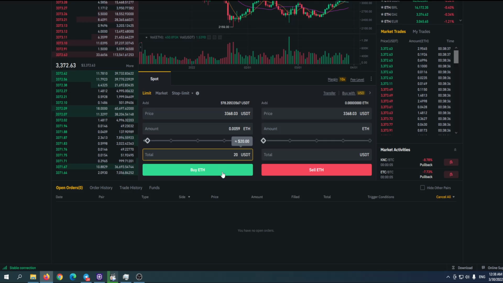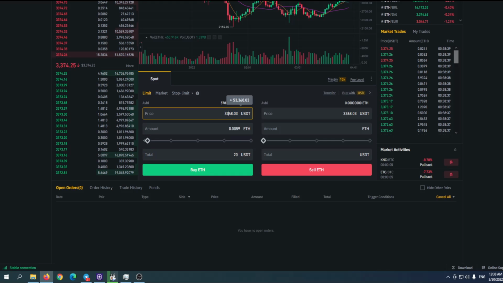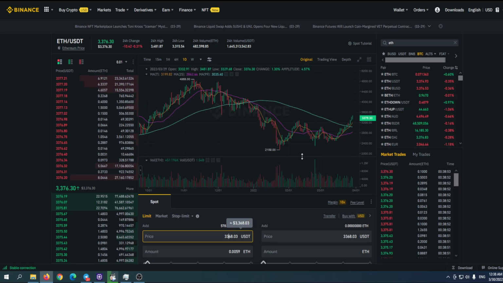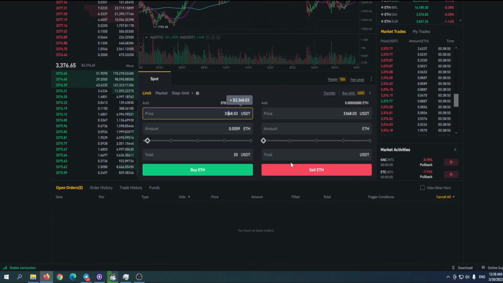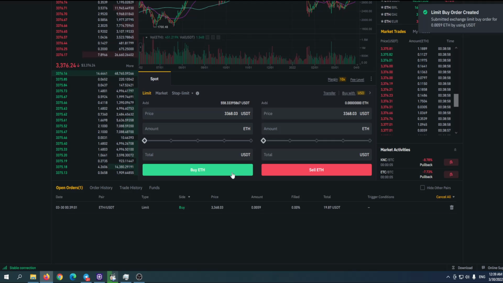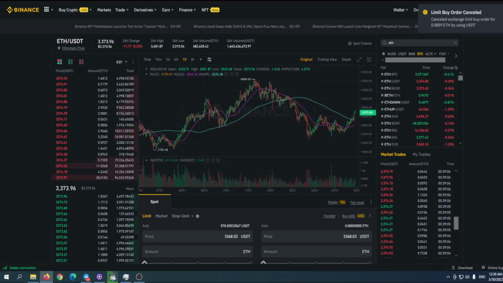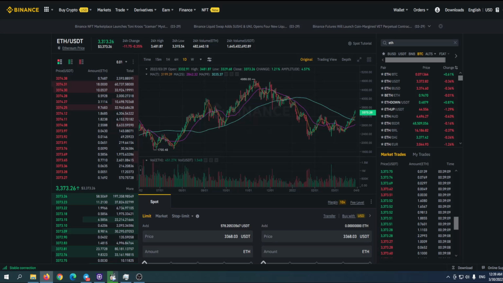So this is the price I'm looking for, right? In case the price goes higher, then you have to wait for your order to go. What does that mean? It means that at the moment the price of Ethereum goes back to 3,368, your order will be accomplished, right? So if you don't want to wait, click on cancel. If you're really in a rush to buy, simply put it at least $1 higher than this price.